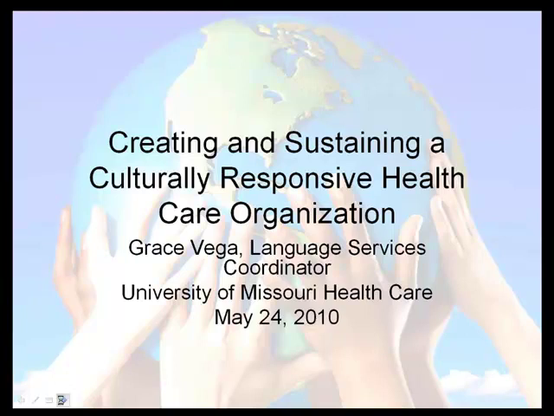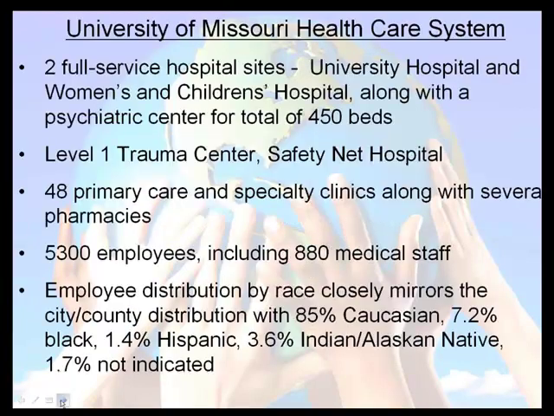quite a diverse system in the sense that we've got a couple of full-service hospital sites, University Hospital and then a women's and children's hospital, and a psychiatric center. So we have a total of 450 beds. We are a teaching hospital, level 1 trauma center and safety net hospital with 48 primary care and specialty clinics, along with a number of pharmacies that support those clinics. 5,300 employees, one of the biggest employers in the community. There are around 880 medical staff as part of those employees.